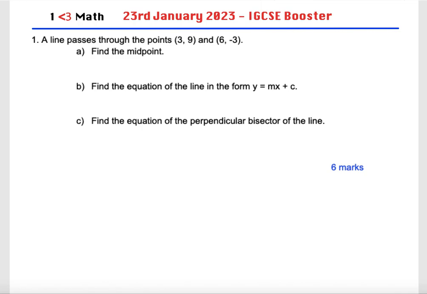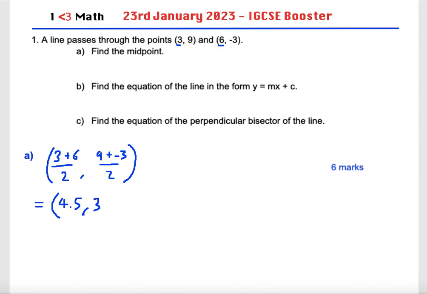So we need to find the midpoint of these 2 points. So we need to add the x coordinates together. I've underlined them, 3 and 6. We add them together and divide by 2. We're going to do the same thing with the y coordinates, 9 add -3, and we're going to divide that by 2. So our midpoint is going to be 4.5 for the x coordinate, and 9 add -3 is 6, because it becomes 9 take away 3. 6 divided by 2 is 3. So that's our midpoint, and that's going to be useful in part C when we're finding the equation of the perpendicular bisector of the line.